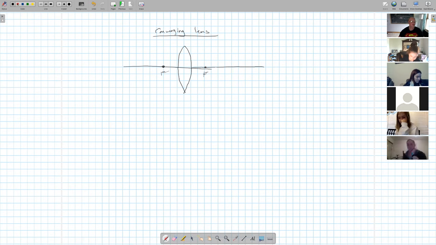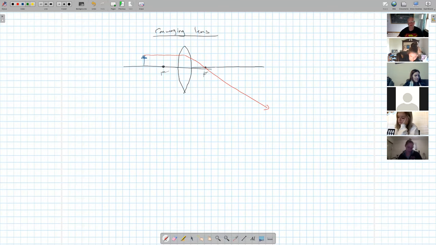So let's look at the different rays that we're gonna draw in this case. Again, let's put in our object. So here is our object. Ray number one is gonna be similar to what we did last time. The light is gonna go parallel to the principal axis and reach the center of the lens. Once it reaches the center of the lens, it's then gonna be refracted down through the focal point and continue moving on straight.